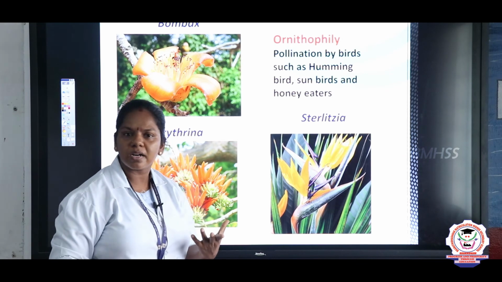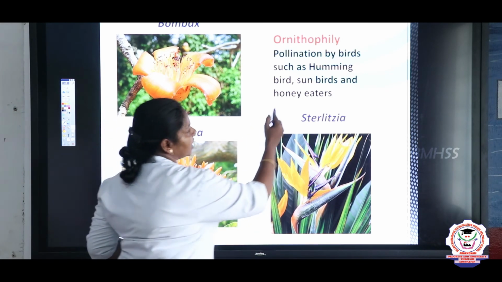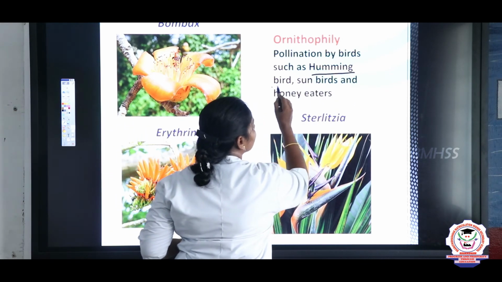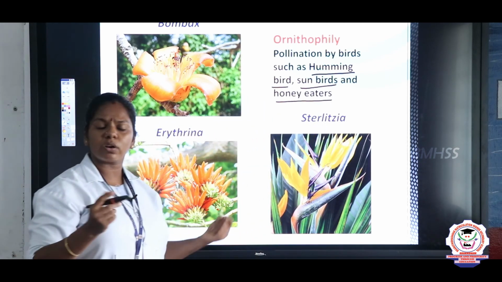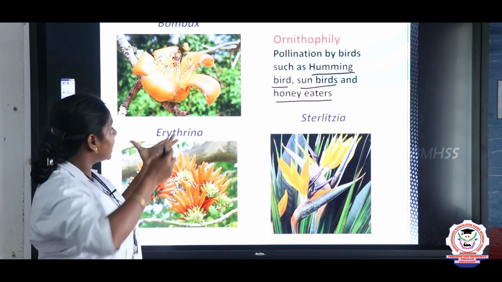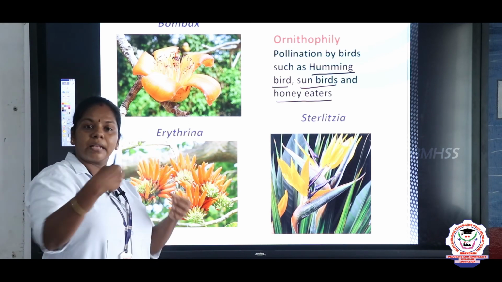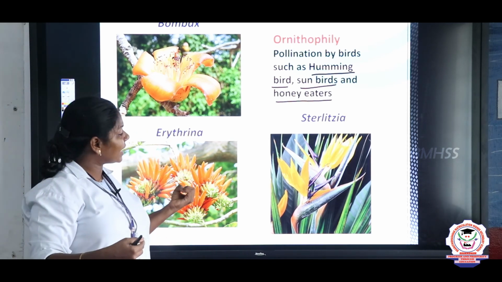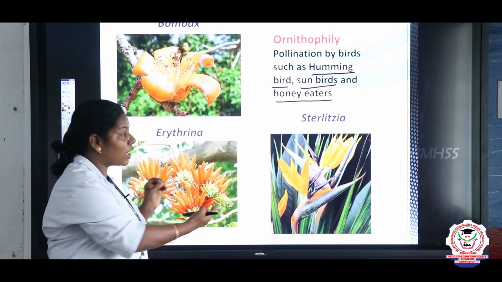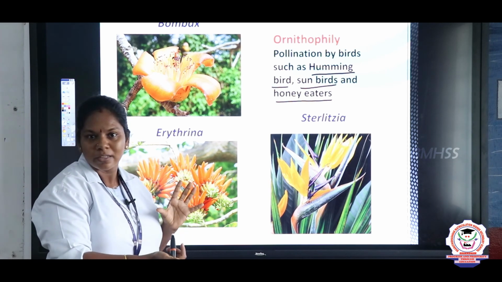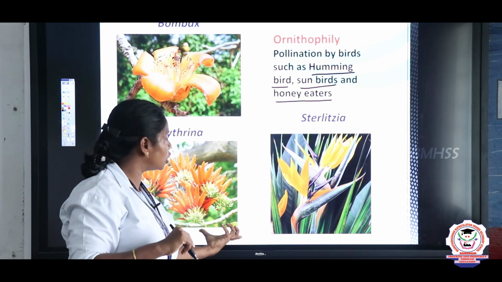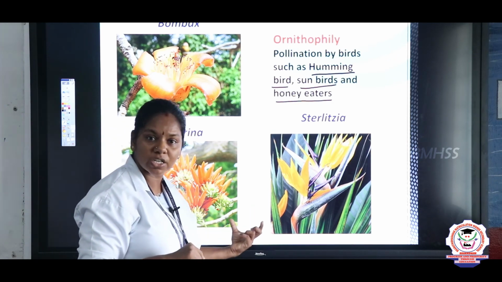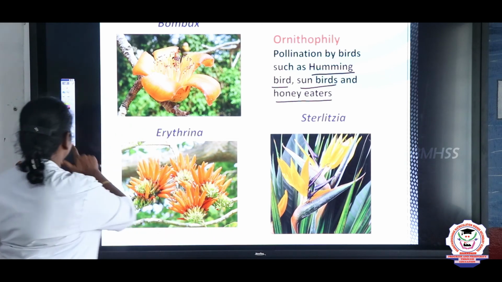And what are the birds that help in pollination? Hummingbirds, very small in size, right? Sunbirds and honey eaters. These birds are very small in size so that they can move inside the flower and take the nectar. To attract the birds, the flowers must be very colorful, children. Now let us see the characteristic features of these ornithophilous flowers, that is, pollination by birds.